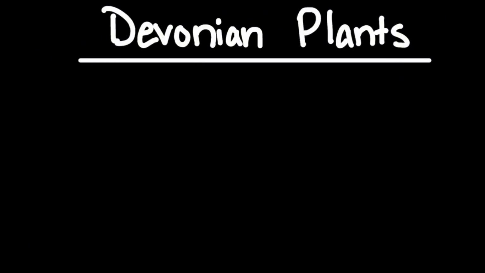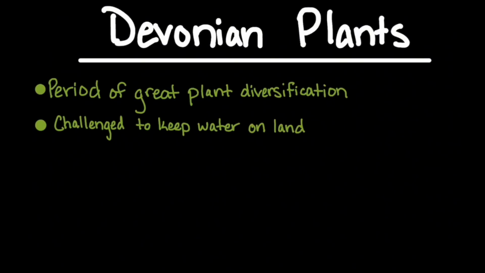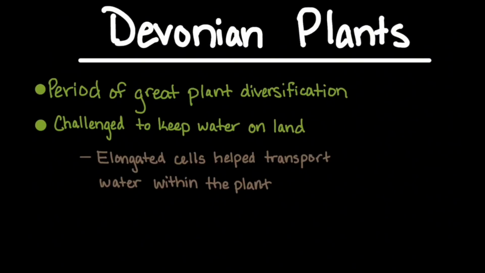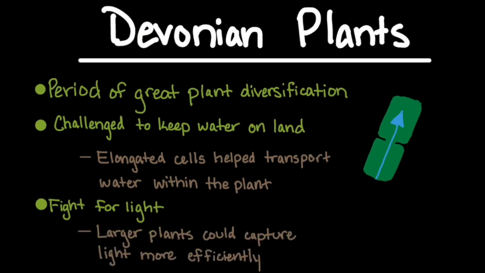So let's begin talking about life during the Devonian by looking at plants. The Devonian was a period of great plant diversification. The key challenge for plants was how to keep water on land. Elongated cells to transfer water from soil to upper parts of the plant evolved. Now plants were in a fight for light. Later in the Devonian, the smaller plants, which colonized first, were replaced by larger plants since they could more efficiently capture light.